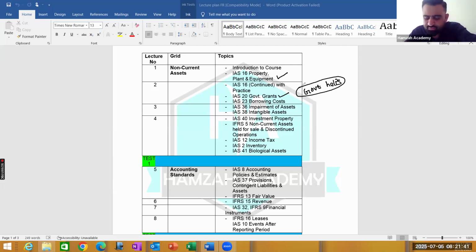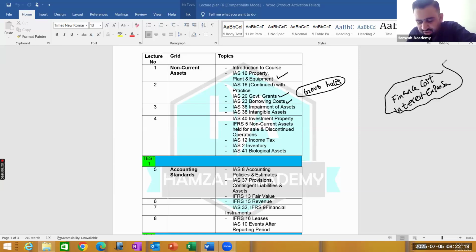Then the next area we will be covering after IAS 20 will be IAS 23. IAS 23 is borrowing cost. The name of the topic is borrowing cost. Borrowing cost means finance cost. Borrowing cost means interest expense, finance cost, interest expense, borrowing cost. These are the same.